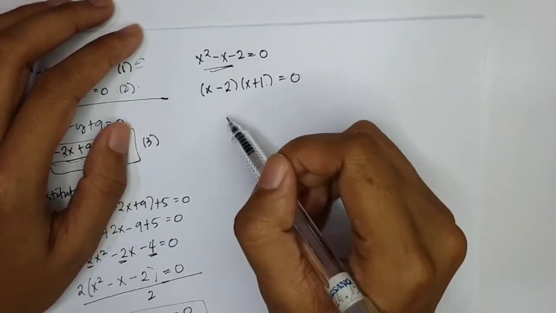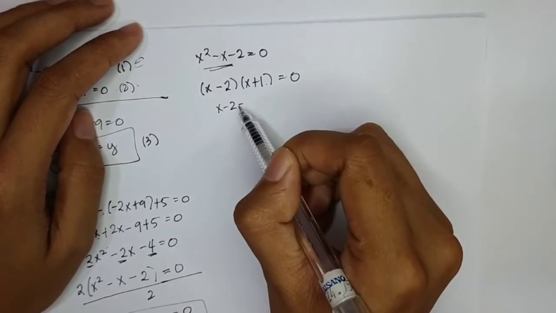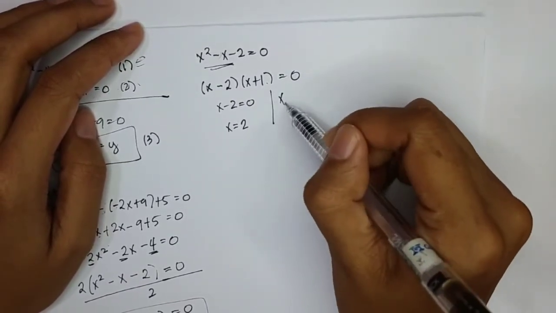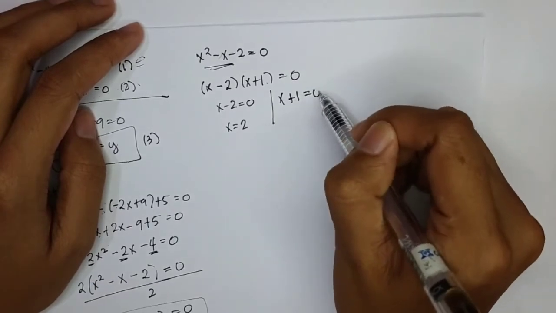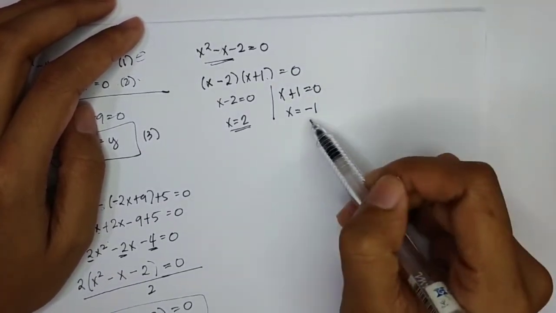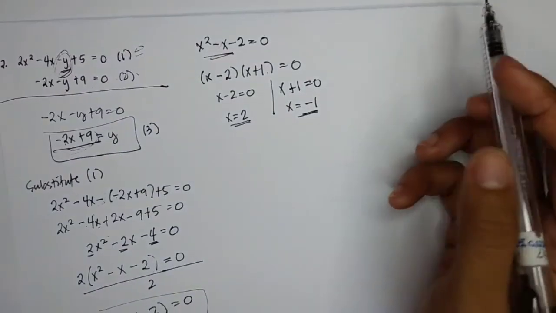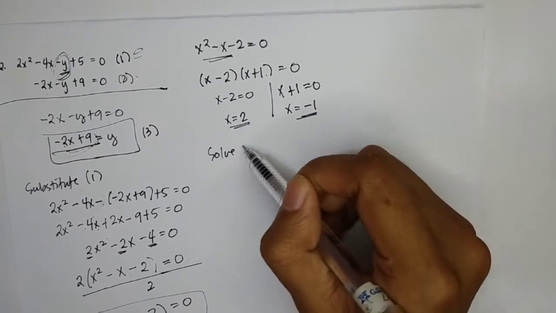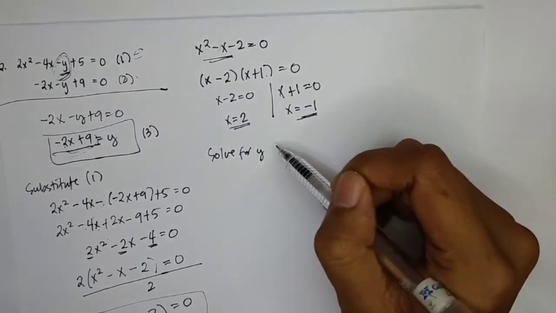So we can now solve for x. We have x minus 2 is equal to 0. So x will be positive 2 and x plus 1 is equal to 0. This will be x equals to negative 1. So meron na tayong values ng x natin. Now let's solve for y. Solve for y using equation 3.